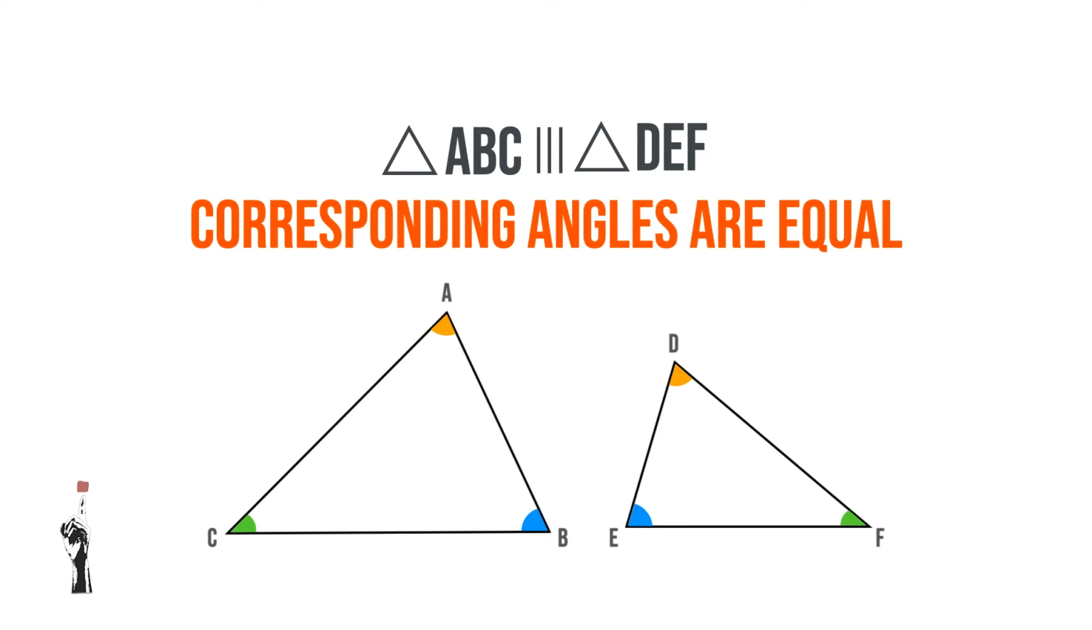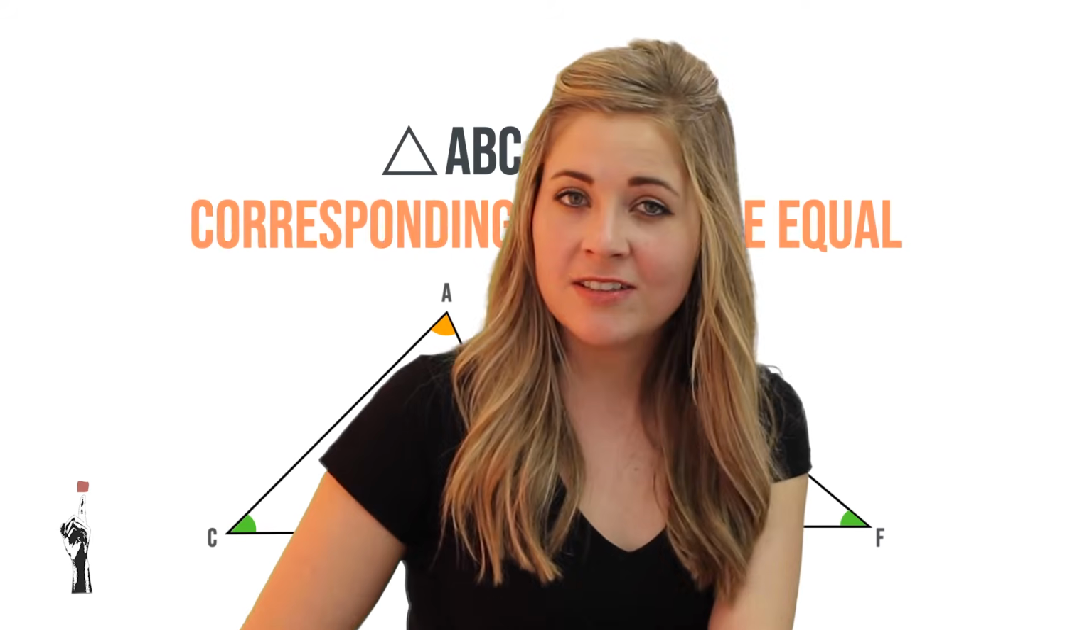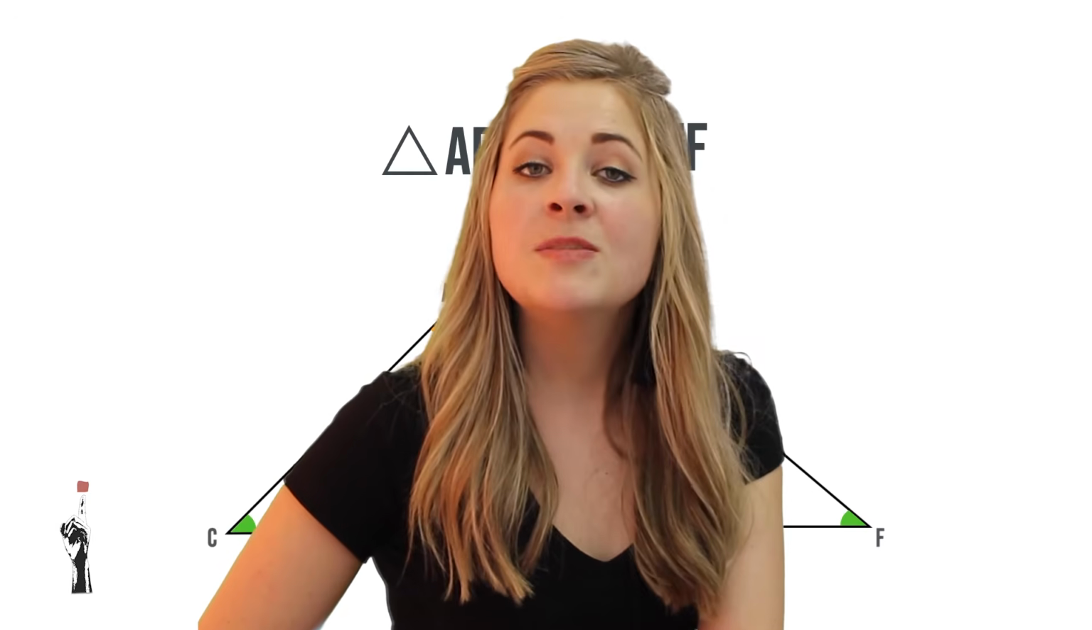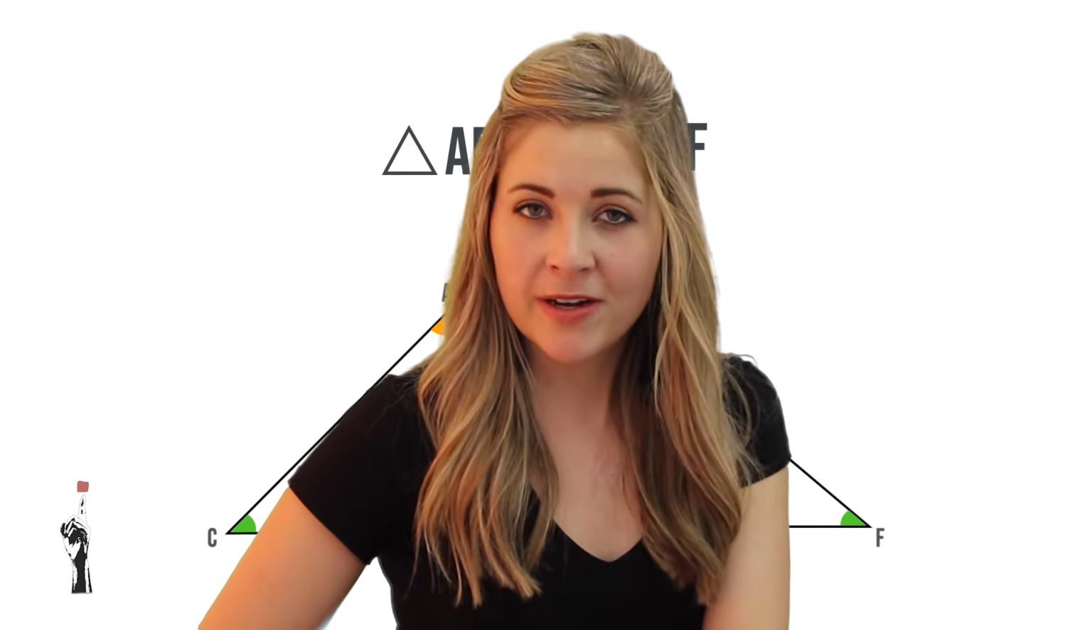It is very important for you to remember to say the word corresponding angles, as this refers to the 2 angles in the different triangles being equal. You can also say, when the triangles are similar, that the corresponding sides are in proportion. We will get to that a bit later on.